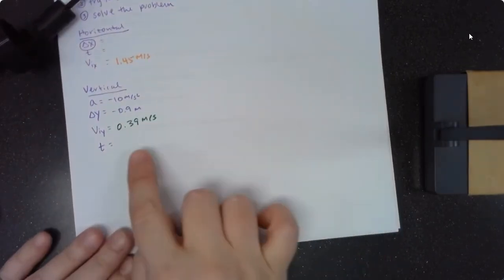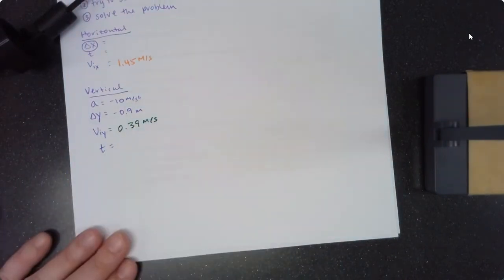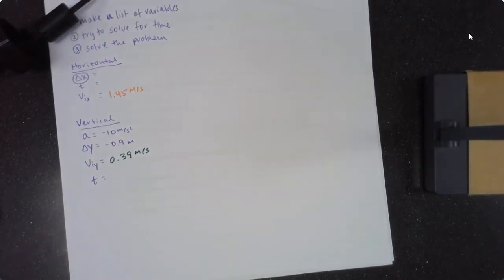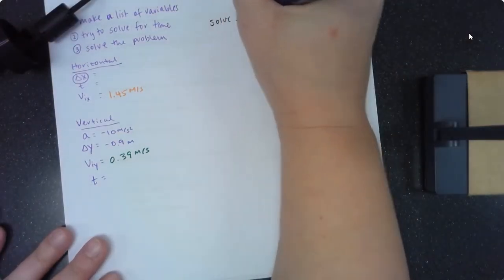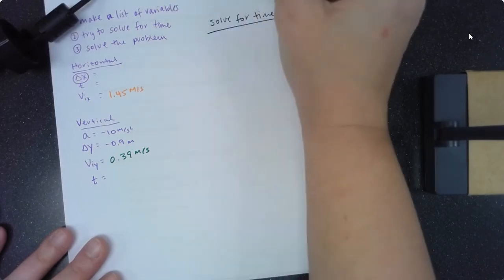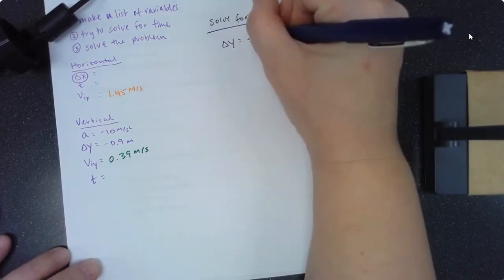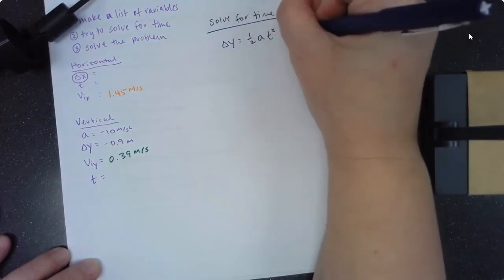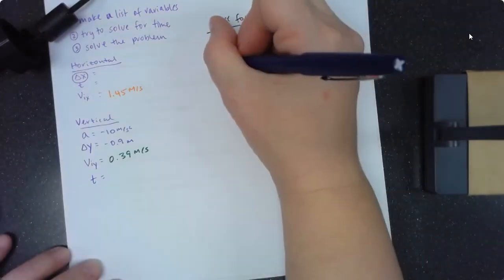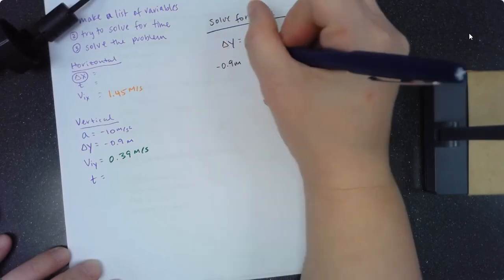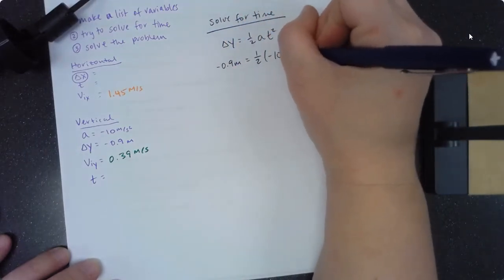But look, now I have 3 pieces of information in my vertical variables, which means I can start to solve for things. Unfortunately, it means I have to use a quadratic formula. So next I'm going to solve for time. So we've got my change of y equals 1/2 acceleration times time squared plus initial vertical velocity times time. We know that our change in height is 0.9 meters, which is equal to 1/2 times minus 10 meters per second squared times time squared.